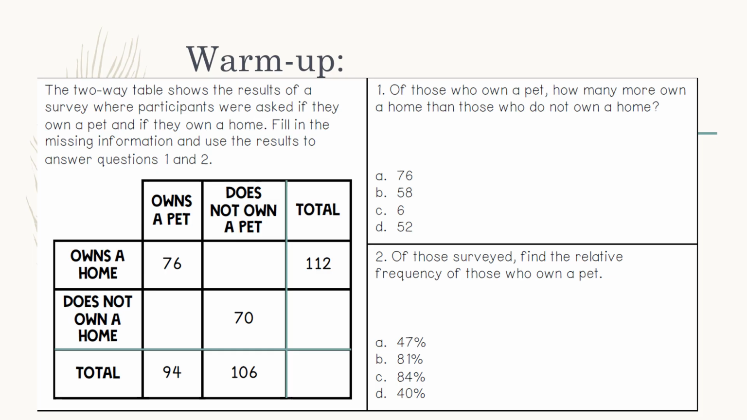All right, let's have a go here at this warm up. I'm going to read it to you and then I want you to go ahead and pause this audio and try it on your own, and then we'll go through it. Replay the audio, and we will go through it together. All right, guys, what we have here is a two-way table that shows the results of a survey where participants were asked if they own a pet and if they own a home. Fill in the missing information and use the results to answer questions 1 and 2.